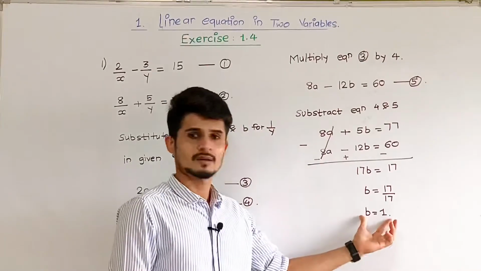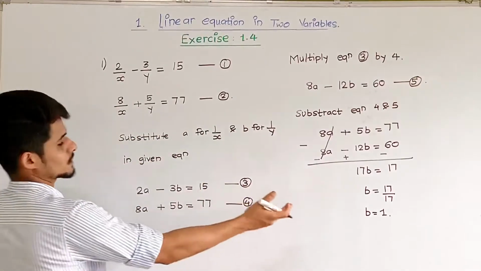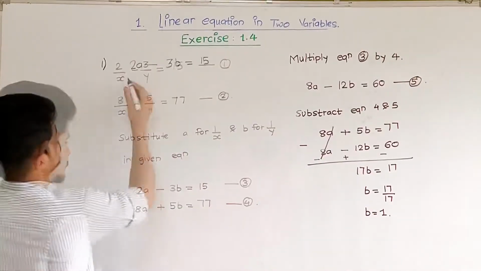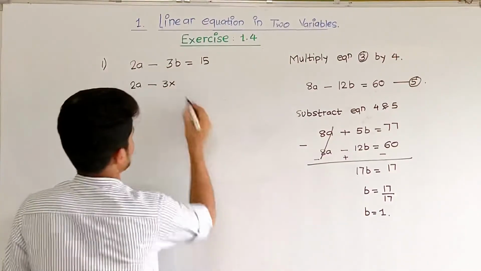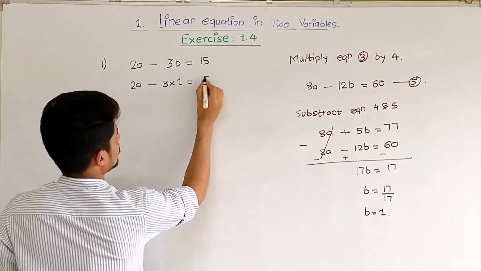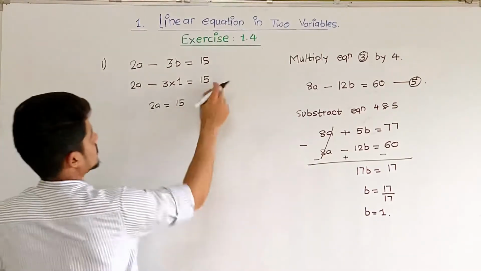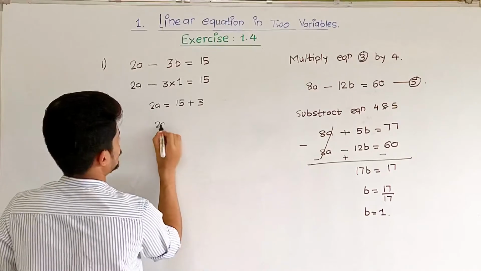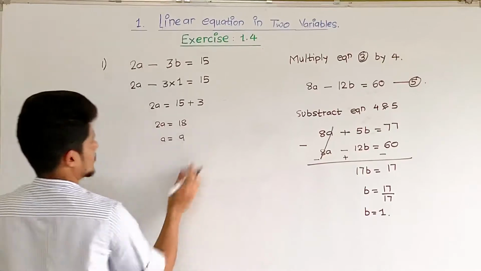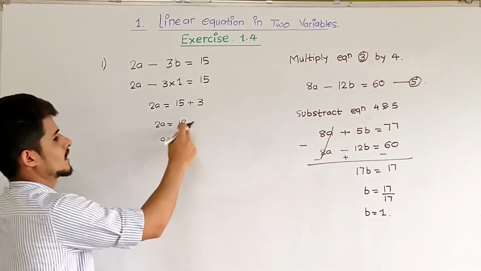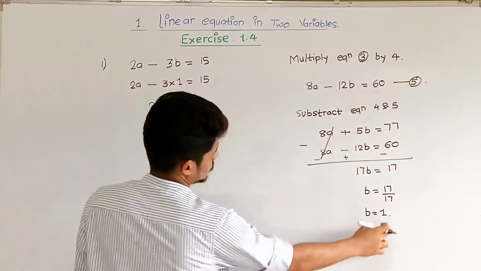So now we'll substitute the value of b in equation 3, 4 or 5, whichever you want. So we'll substitute the value of b in equation 3. 2a minus 3 into the value of b, which is 1, 3 into 1, is equal to 15. 2a is equal to 15 plus 3, the minus 3 goes to the other side and becomes plus. 2a is equal to 15 plus 3 is 18, a is equal to 9. The 2 is multiplied on this side, so it goes to the other side and divides, 18 by 2 is 9. So a is equal to 9 and b is equal to 1.